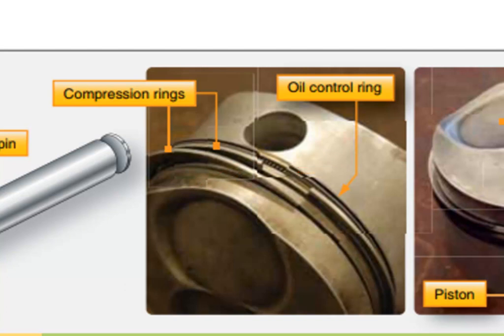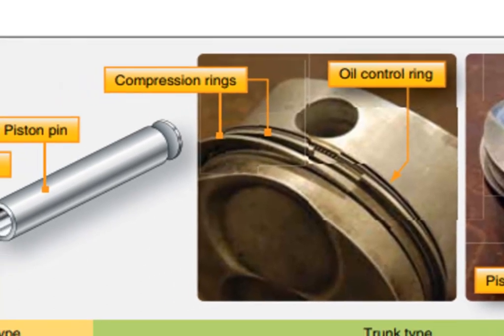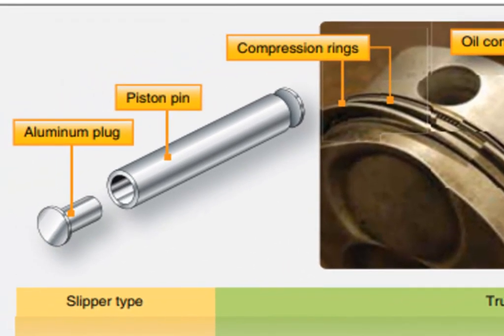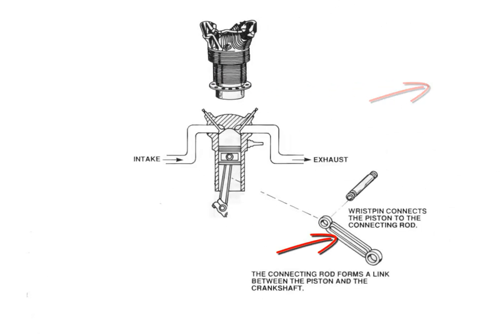There's all sorts of different shapes that pistons come in. You don't have to worry too much about that, but it is interesting to look at. Notice there's a piston pin pictured here. That goes through this hole, and that is what is used to hold the connecting rod onto the piston. And that's the connecting rod right here. And you can see the pin going through there.